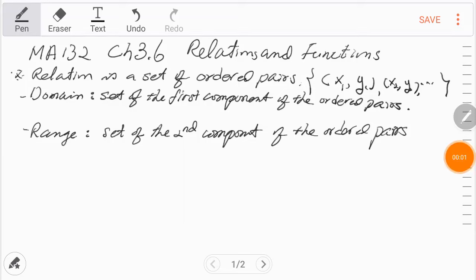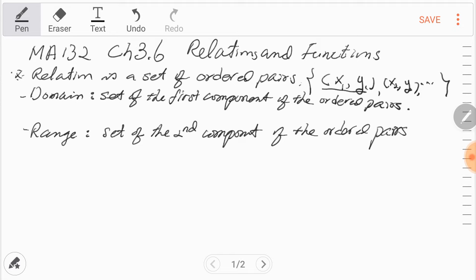Okay, in this section, we will learn what relations and functions are. The definition of a relation is a set of all ordered pairs. So we have x, y, an x component and a y component. In this ordered pair, the first component is the x value, and the second component is the y value.